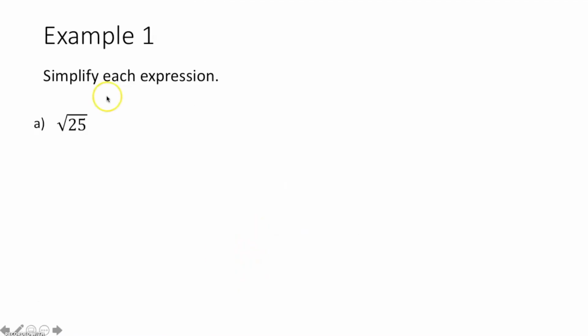Example time. Example 1 says simplify each expression. So we're going to simplify it like we did in the previous vocabulary term. We're going to take 25 and ask ourselves what squared equals 25. That answer is 5. So we're going to rewrite 25 as 5 squared. Now we do that because we can see now that the radical and the square right here, this 2, cancel each other out and we're left with 5. And that's your answer.